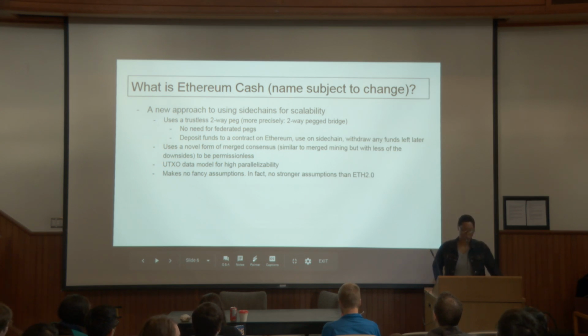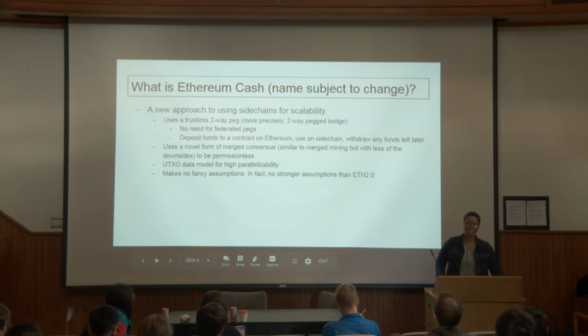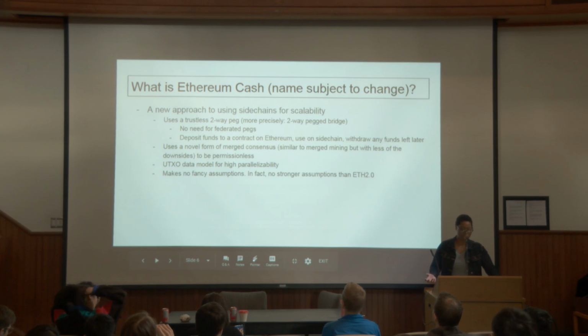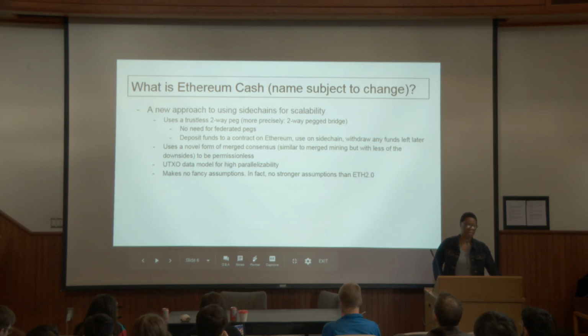So we're presenting a sidechain scalability solution. It uses merge consensus, which is just a fancy way of saying it doesn't use a longest chain fork choice rule. So it's not like basic merge mining, which has a bunch of issues. It has a two-way trustless peg. So now we can actually use the sidechain for scalability instead of just interoperability. It uses a UTXO data model, so it's much simpler to reason about, and it's more scalable than an accounts data model, and it doesn't make any fancy assumptions. In fact, it's no stronger than the assumptions in ETH 2.0.